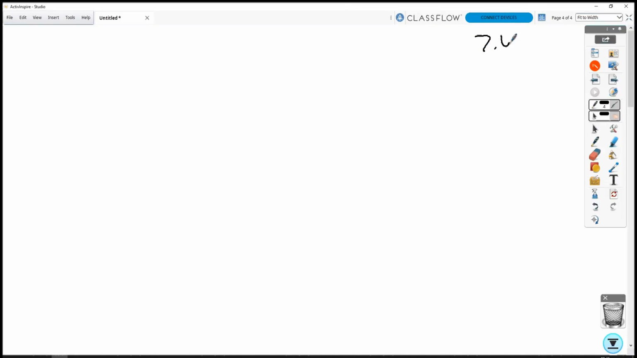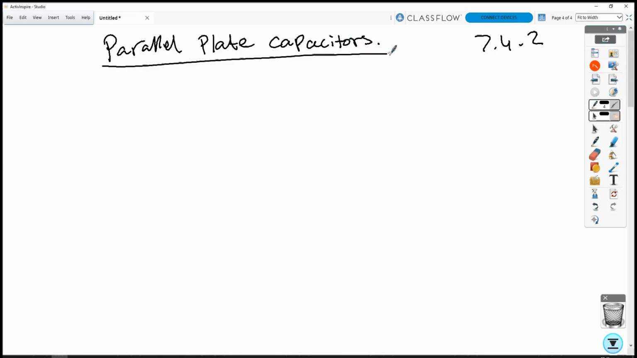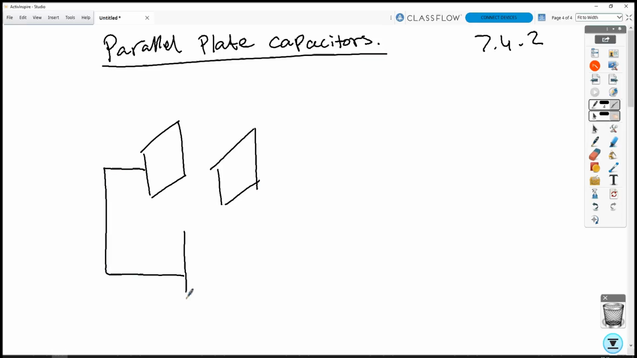Right, this is 7.4.2 parallel plate capacitors. So let's start off by drawing in 2 dimensions a parallel plate capacitor. And we will connect this to a DC supply. So the left plate will be charged positive, the right plate will be charged negative.